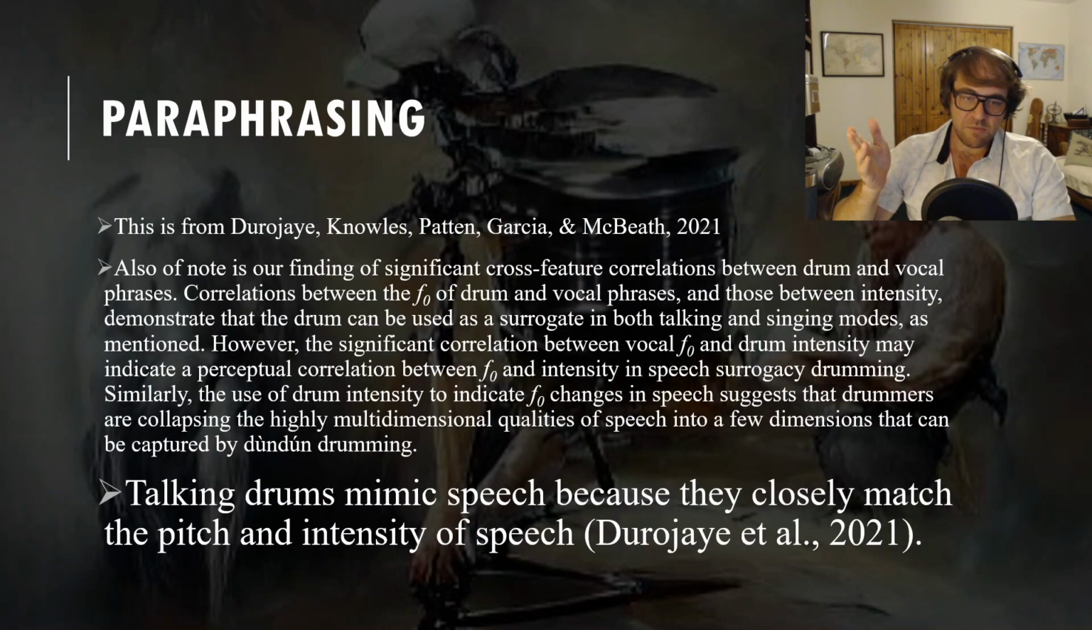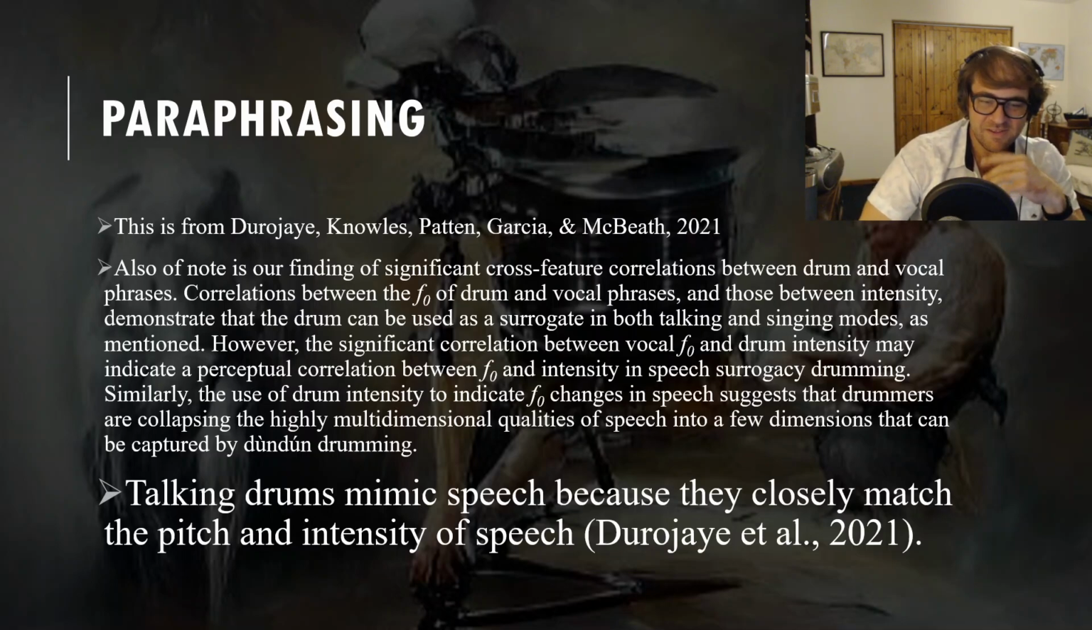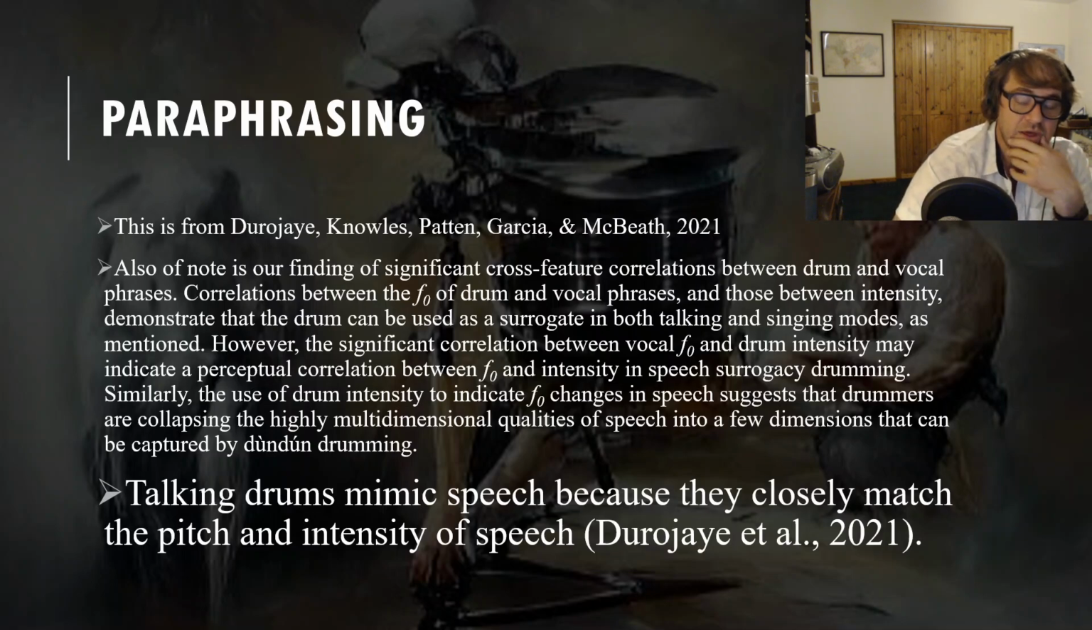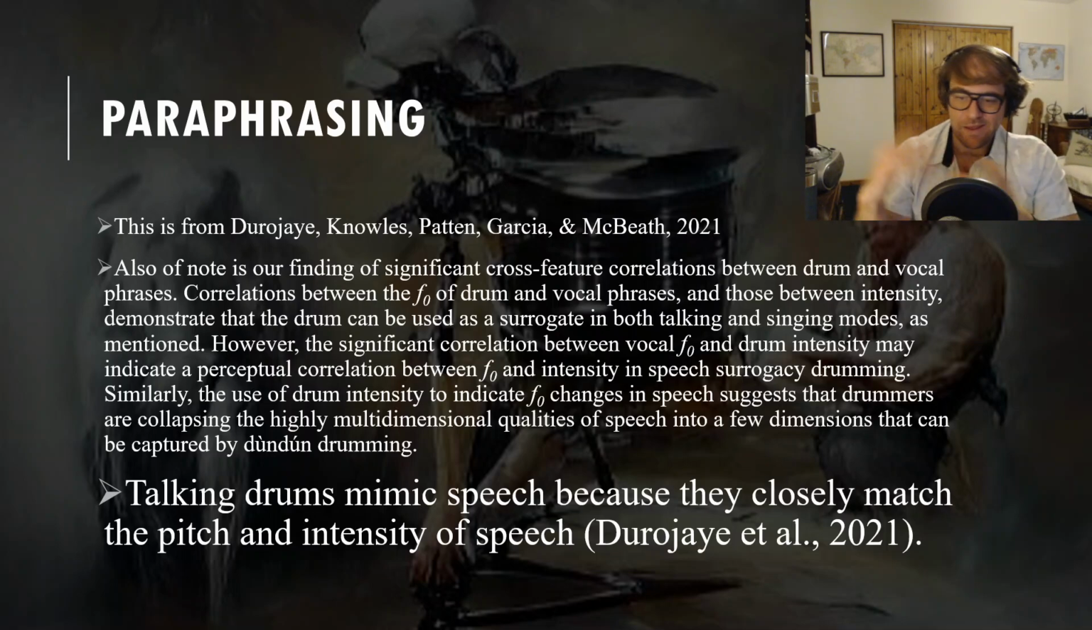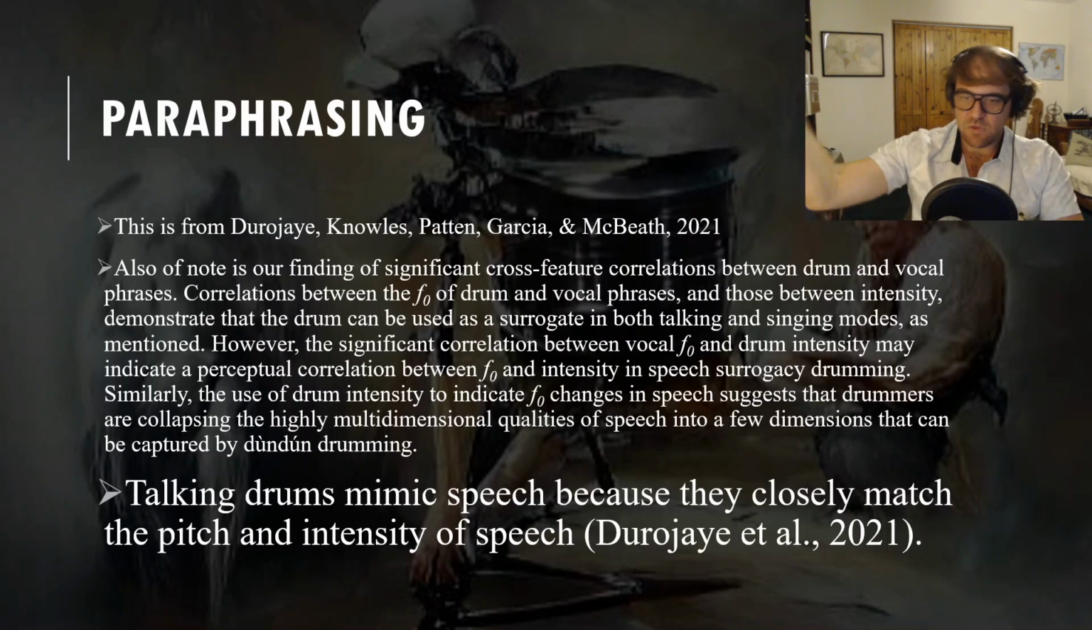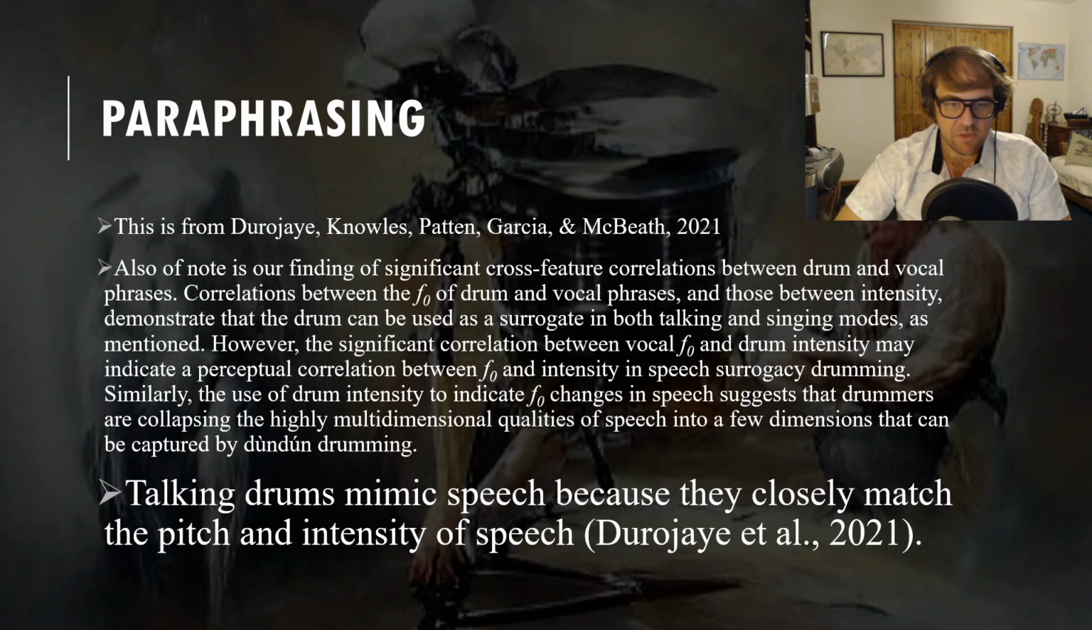So how would you summarize that? Well, whatever. This is how you'd summarize it. Talking drums mimic speech because they closely match the pitch and intensity of speech. It's a great way to just summarize this in a really easily understandable way. Then you cite it, but because there are 5 authors, you just throw in the first author and then et al., period, comma, 2021. And so that's paraphrasing.